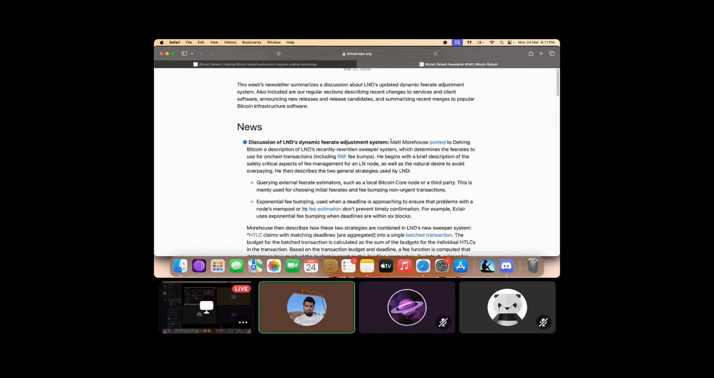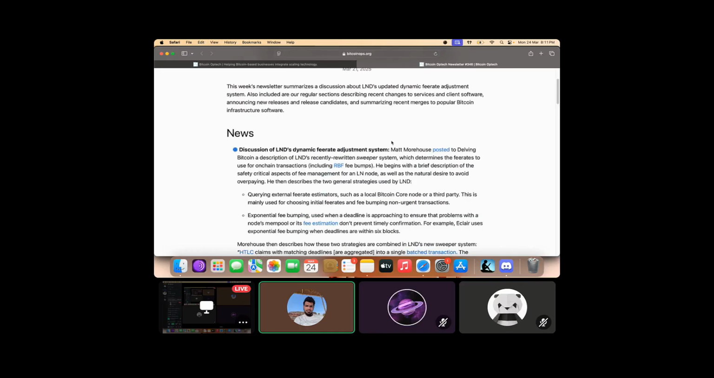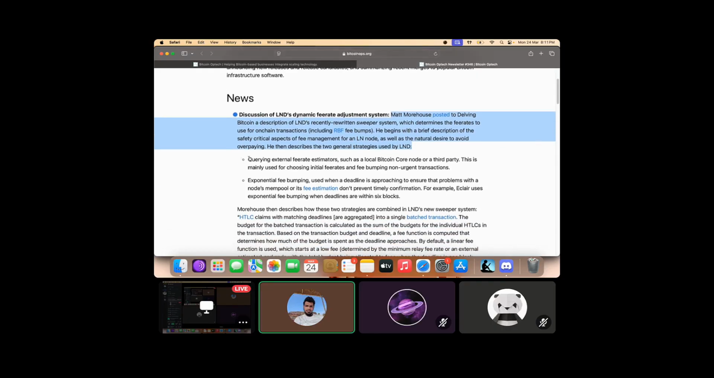Matt Morehouse posted to Delving Bitcoin a description of LND's recently rewritten sweeper system, which determines the fee rates to use for on-chain transactions, including RBF fee bumps. He begins with a brief description of the safety-critical aspects of fee management for an LN node, as well as the natural desire to avoid overpaying. He then describes the two general strategies used by LND: querying external fee rate estimators such as a local Bitcoin Core node or a third party.